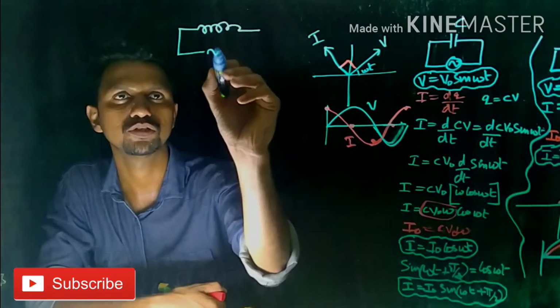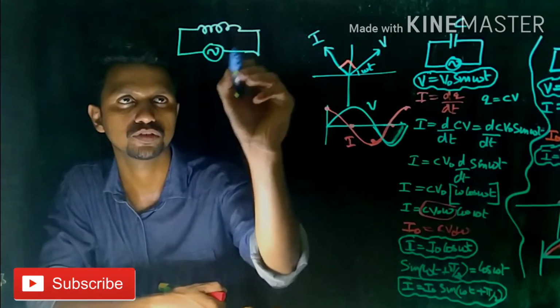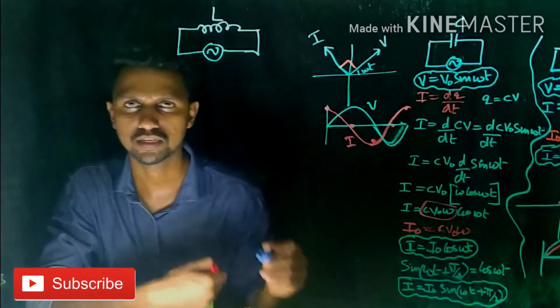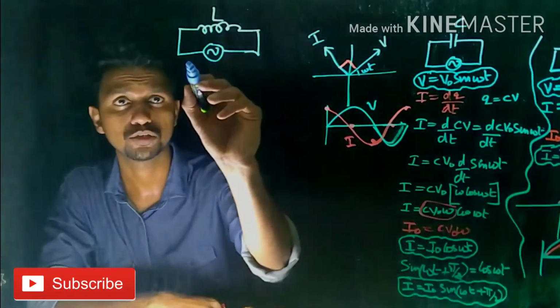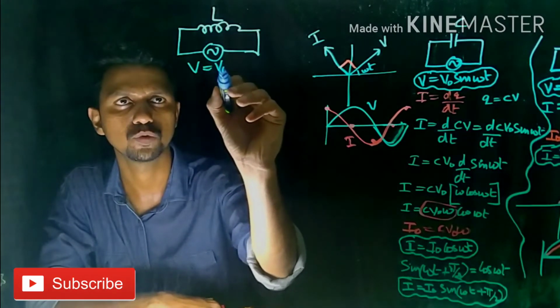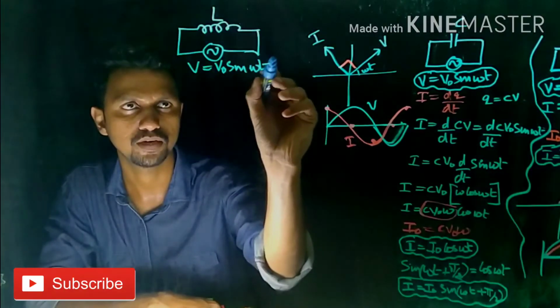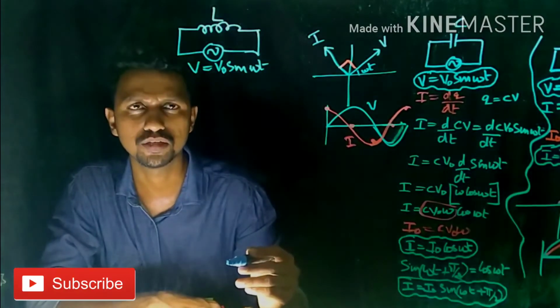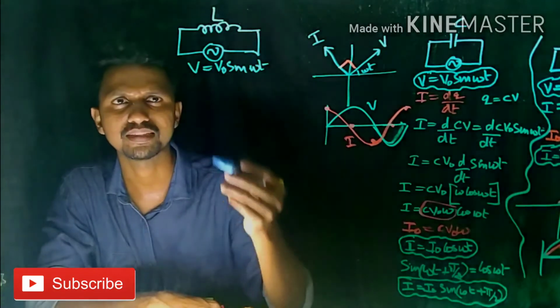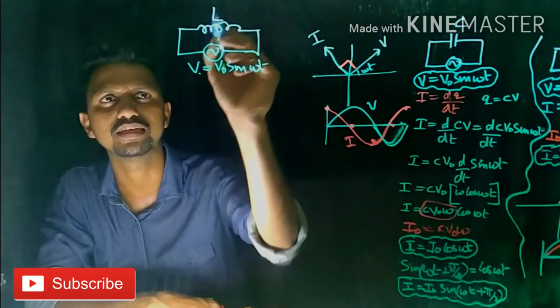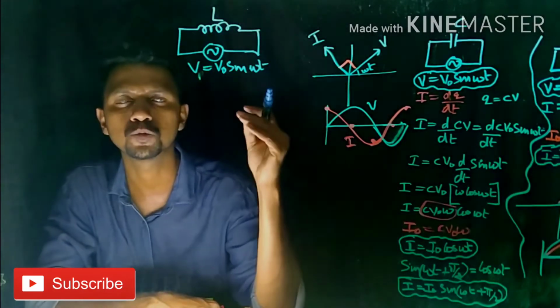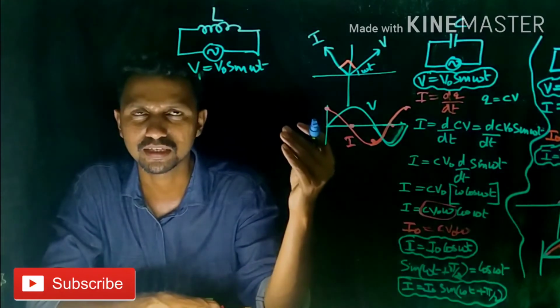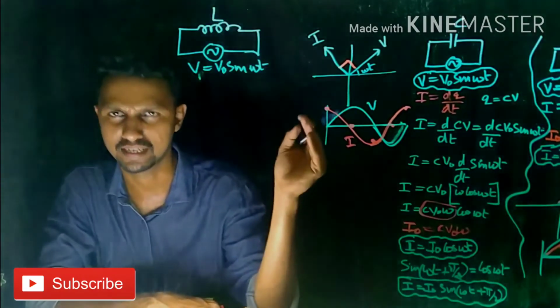This is an inductor which is connected to an alternating power supply. The inductor has a self-inductance of L and it is connected to an alternating voltage V = V0 sin omega t. In this case, we have to derive an expression for current, and that expression should be in terms of voltage and inductance. Therefore, we have to recall an expression which connects voltage, inductance and current.